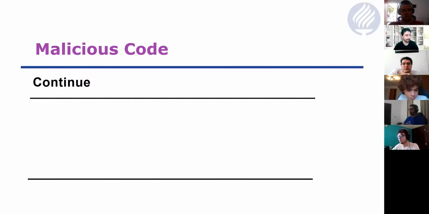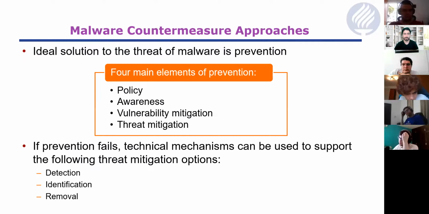to the later weeks. So if you remember last week, we talked about malicious codes. We talked about some categories: viruses, trojans, APTs, advanced persistent threats. But we didn't talk about countermeasures. So we're going to continue today talking about malware countermeasure approaches and what we can do in order to be safe or protected.